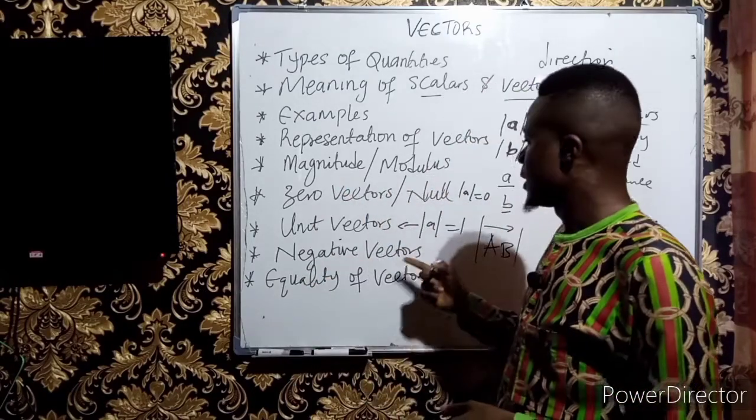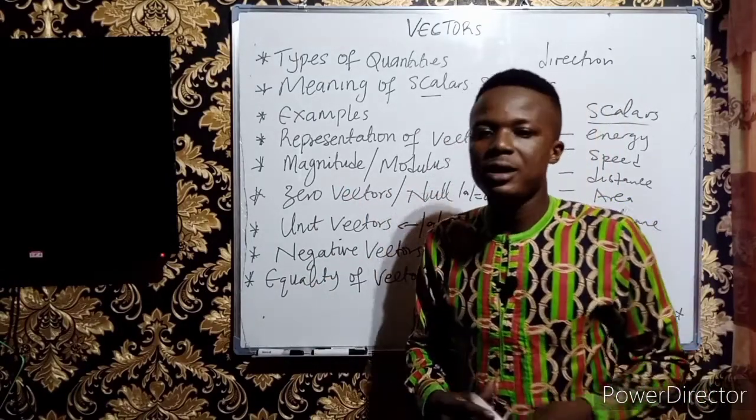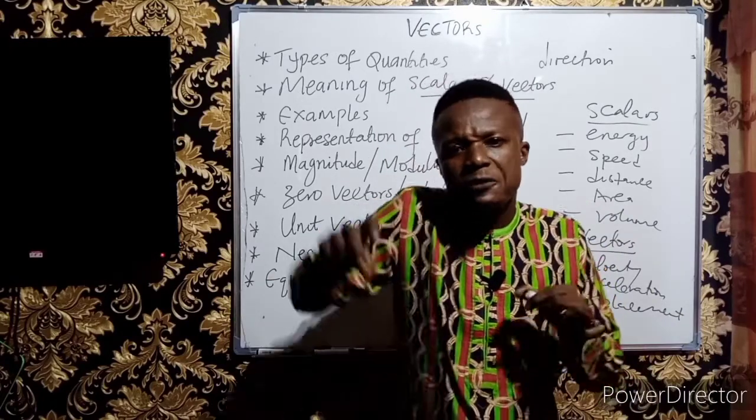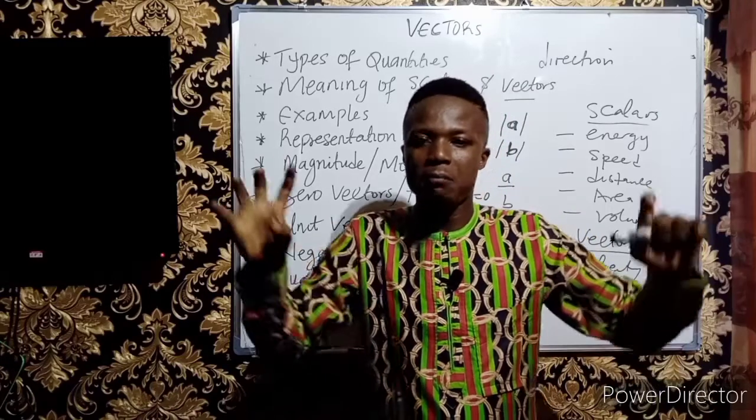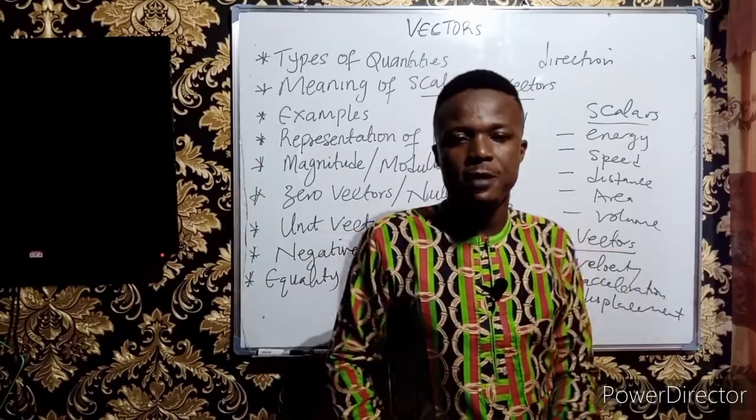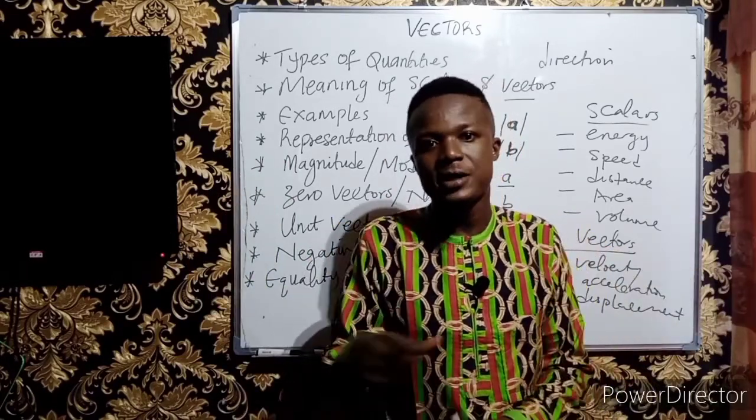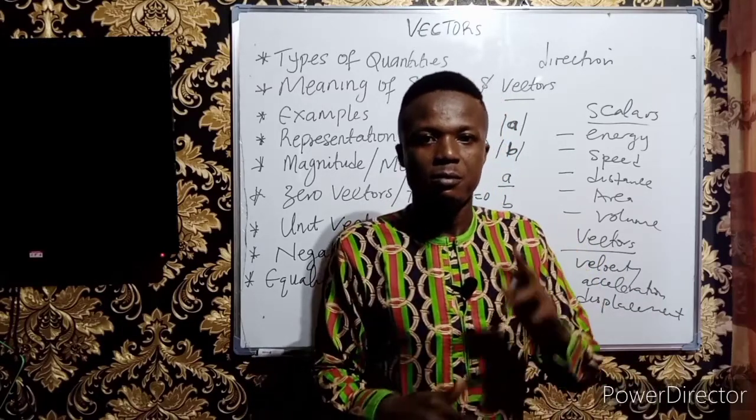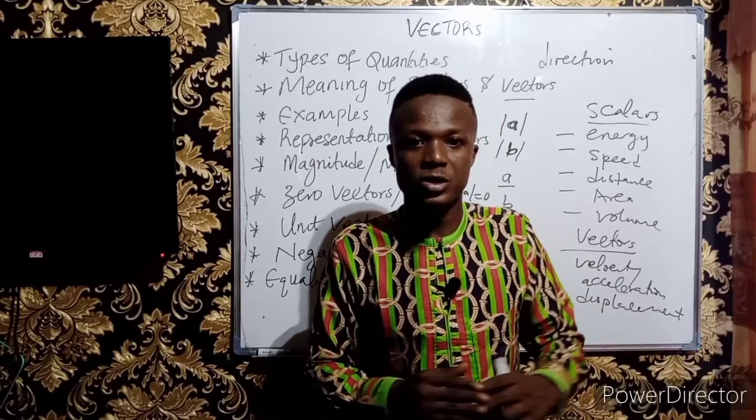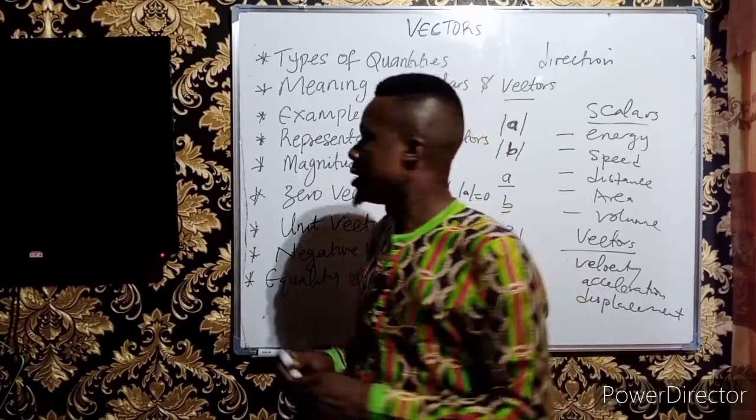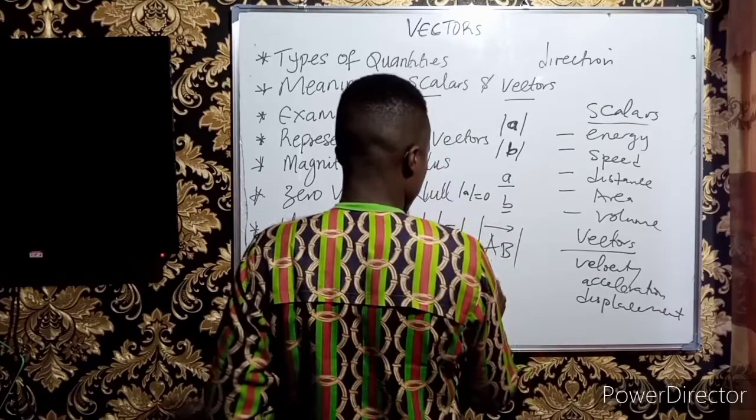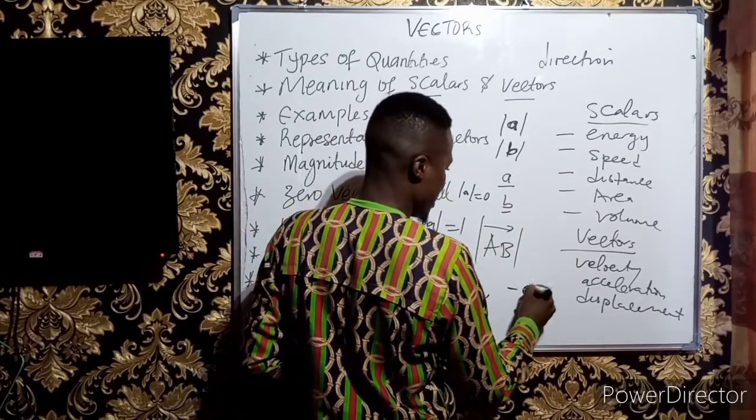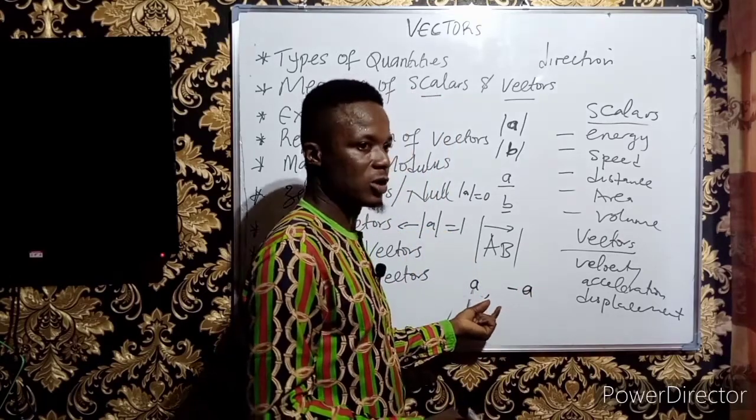All right, we have the negative vectors. A negative vector may not be a type of vector, but if you consider two vectors that are equal in magnitude but their directions are different, it means that the one is a negative vector of the other. Their sizes are the same. Everything about them is the same, but the only difference between them is their direction. That is to say, if you have a vector A, the negative vector of A will be negative A, because they are going in opposite directions.